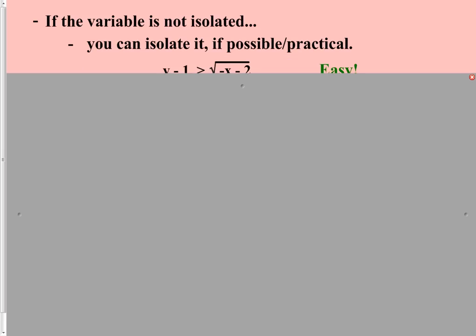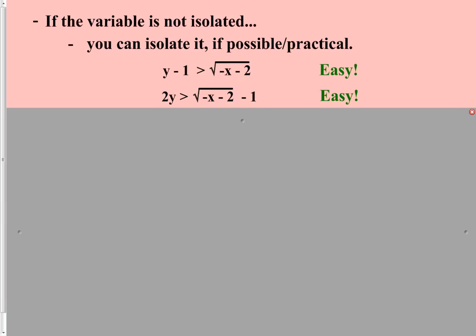And what that means is, we can look at equations like this one. Okay, y would be very easy to isolate in this instance. All we would have to do is add 1 to both sides of the inequality, and y would be isolated. Very easy to get that y by itself. Or something like this: 2y is greater than the square root of negative x minus 2 minus 1. Again, very easy to isolate y here. All we would have to do is divide the entire inequality by 2, and y would be isolated. No big deal.